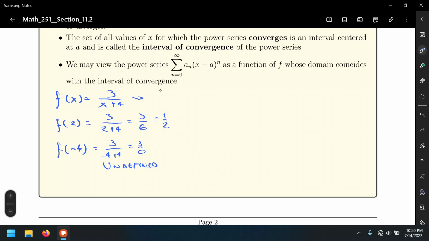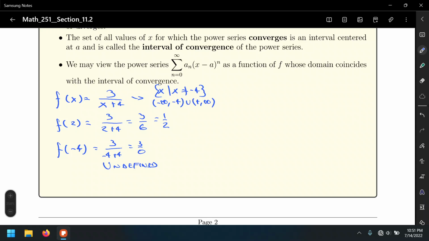So the domain is x such that x is not equal to -4, because otherwise the denominator becomes 0 and then it's undefined, or in interval notation, -infinity to -4 union -4 to infinity. All right. So in a similar way, we're going to work with power series.